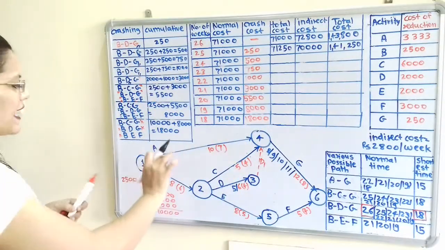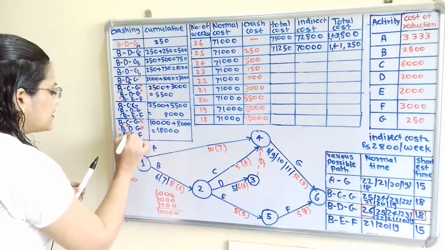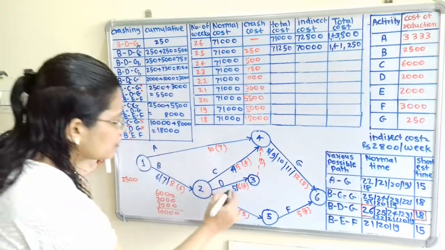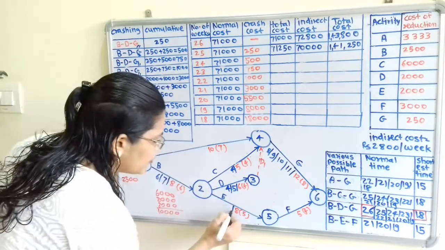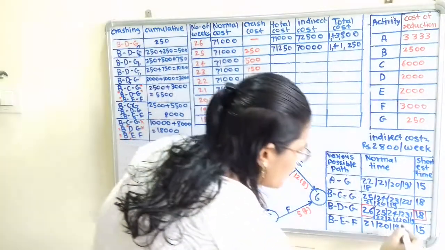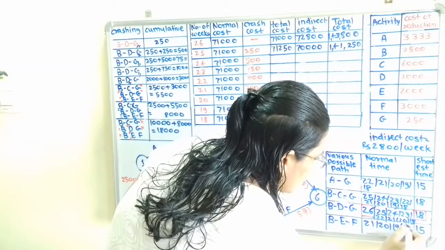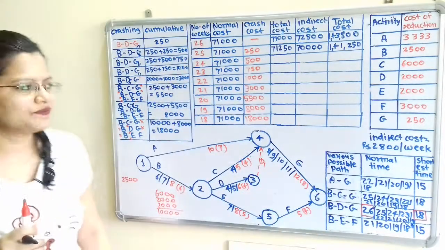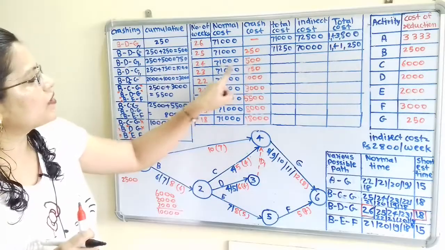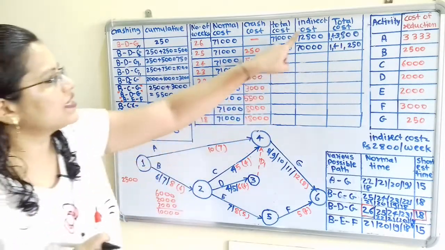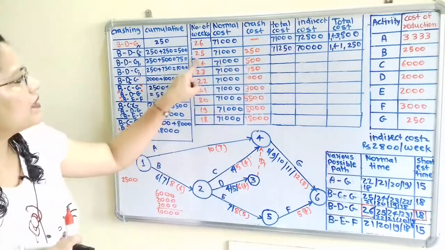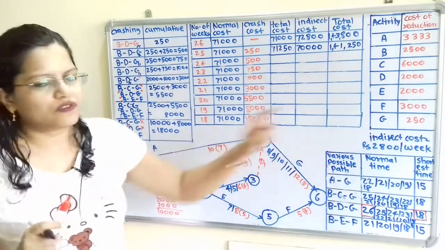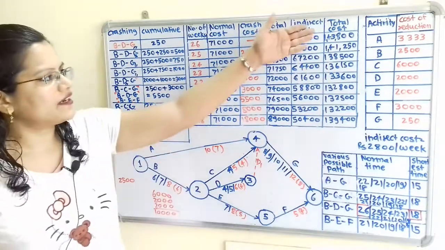Now we will reduce these activities C, D, E. I will mark here C, D, E. C will reduce from 5 to 4, D will reduce from 5 to 4, and E will reduce from 8 to 7. Now here also we have to make changes: 18, 18 and 18. If we observe each possible path, the normal time is 18. Now in this table we have to add the normal cost and crash cost. Here is the total cost. Then we calculate indirect cost by multiplying these weeks, 24 to 23, with 2800, and then we find the total cost. Here is the calculated total cost.